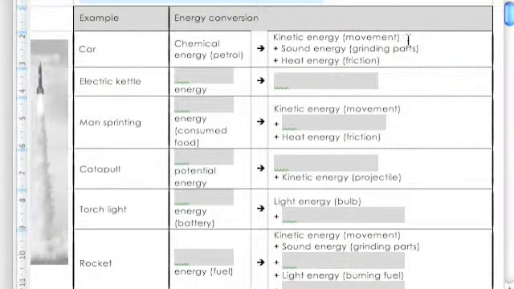Now, of course, when you start the engine and it is moving, you will be able to hear the sound of the engine due to the grinding parts, and you can also feel that the motor of the engine is actually very warm. There is heat being generated when you burn the fuel in the engine. So, what do you think? Let's have a look here. Of the three forms of energy here, which one is useful, and which two are wasted?